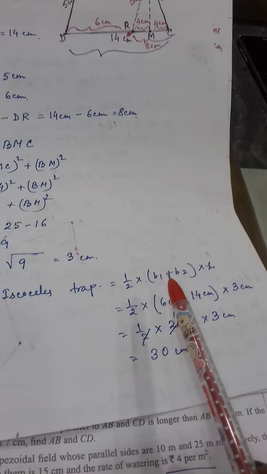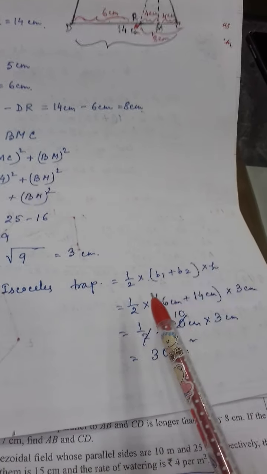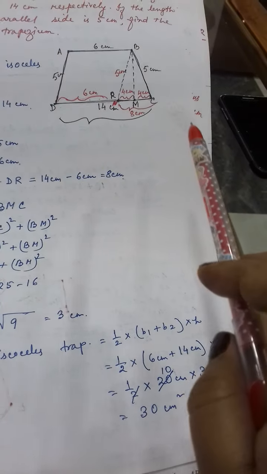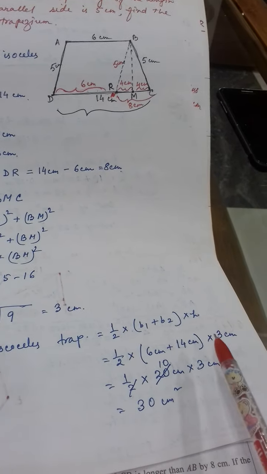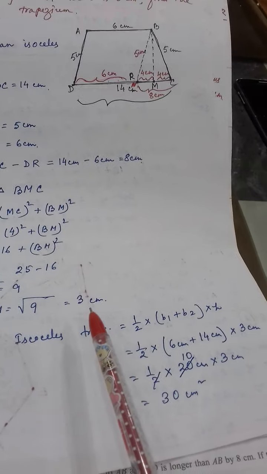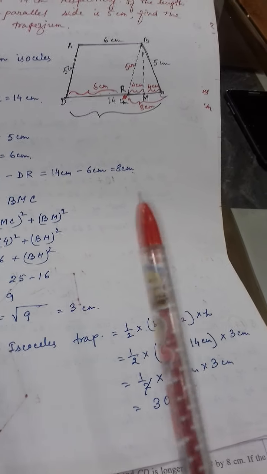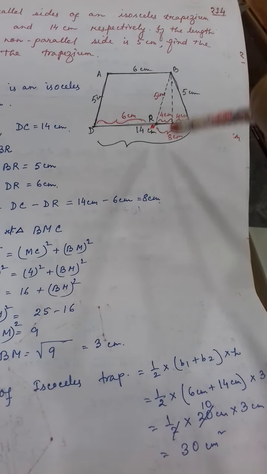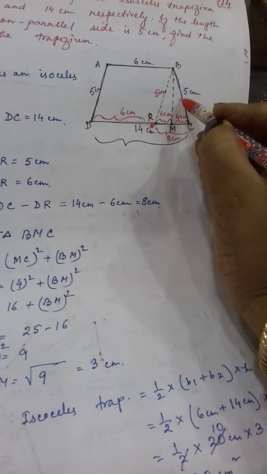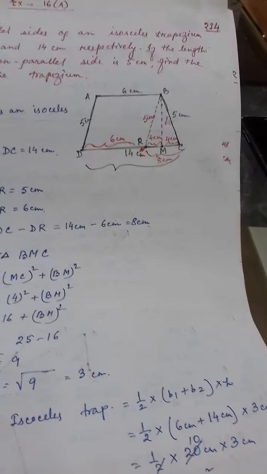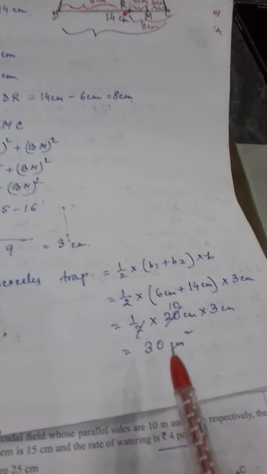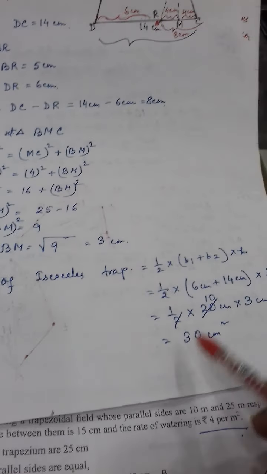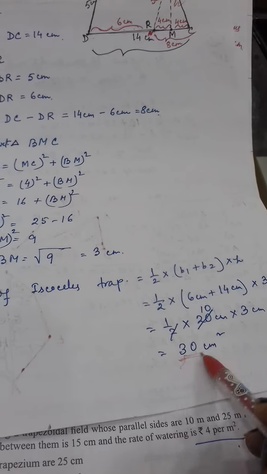Half into B1 plus B2 into H. B1 you have got 6 centimeter, B2 you have got 14 centimeter. Clear? And height you have got now what? 3 centimeter, which is BM. Height means BM. This portion BM, it is the height now. Got it? So after solving, what you have got? Area of isosceles trapezium is 30 centimeter square.